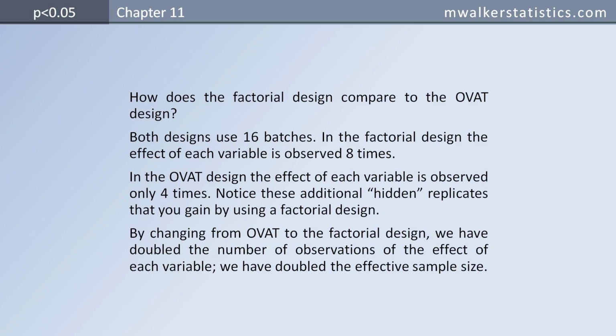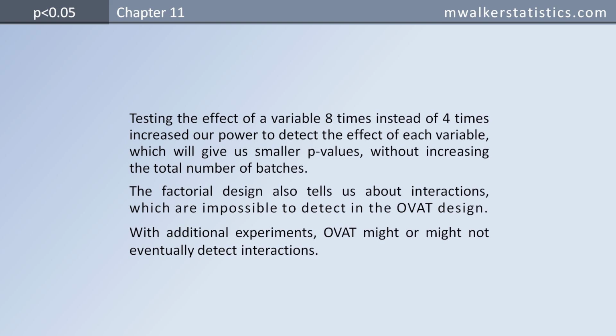By changing from OVAT to the factorial design, we have doubled the number of observations of the effect of each variable. We have doubled the effective sample size. Testing the effect of a variable 8 times instead of 4 times increased our power to detect the effect of each variable, which will give us smaller p-values without increasing the total number of batches. The factorial design also tells us about interactions, which are impossible to detect in the OVAT design. With additional experiments, OVAT might or might not eventually detect interactions.